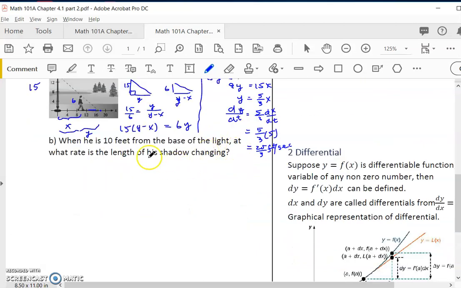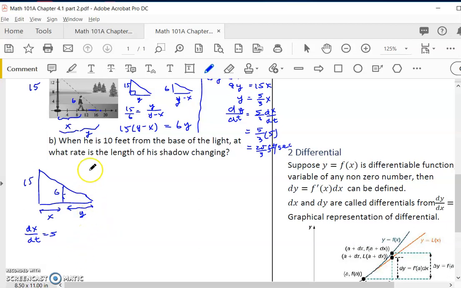The second question is, when he is 10 feet from the base of the light, at what rate is the length of the shadow changing? So we're looking at another measurement. It's still 15. We still have the man is 6 feet here. This is still x. And we still have dx/dt is 5. But the length of the shadow is here, so we say this is y.